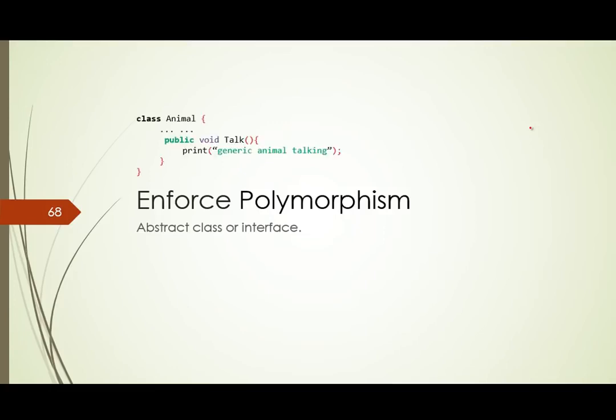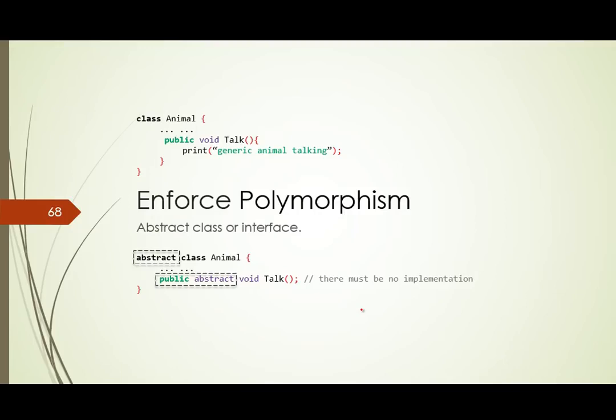So let's say you have a class and you really want to enforce the polymorphism of this talk method. How can you do it? You can do it with an abstract class. Just put the abstract keyword in front of your class and make a method public abstract, so that it must be implemented by the developer who implements or inherits from this class. That's how you're going to enforce polymorphism.